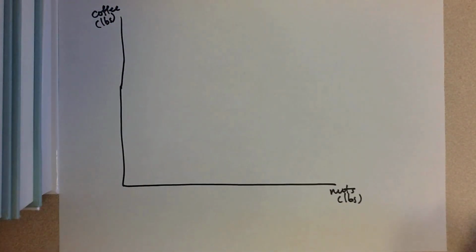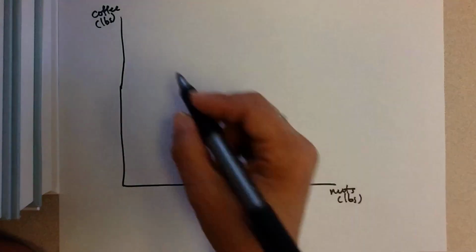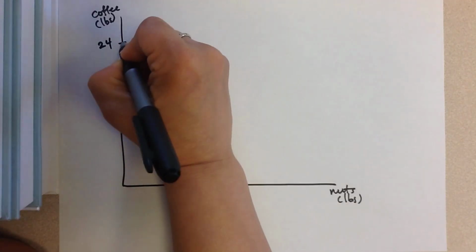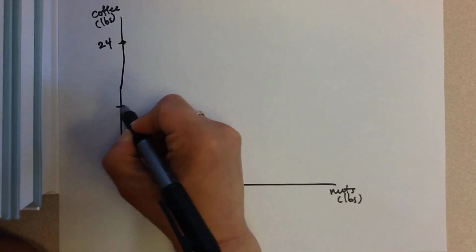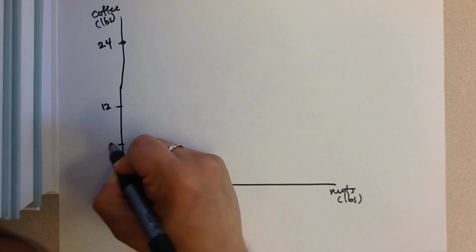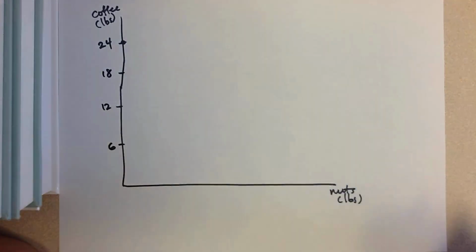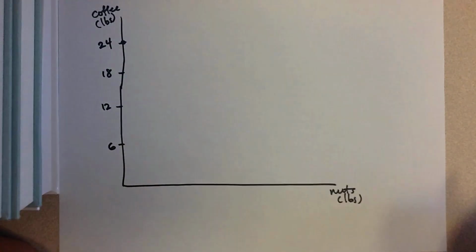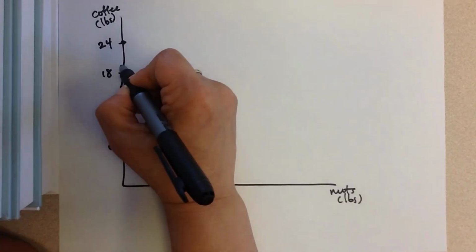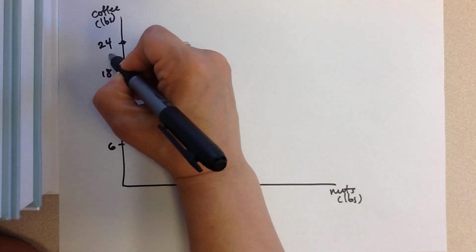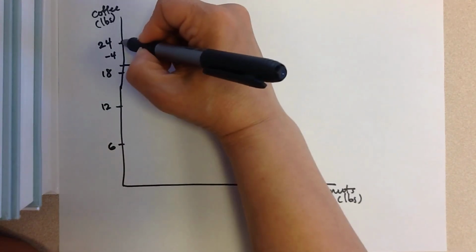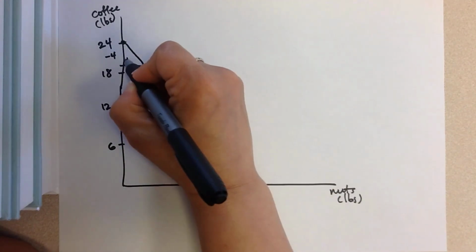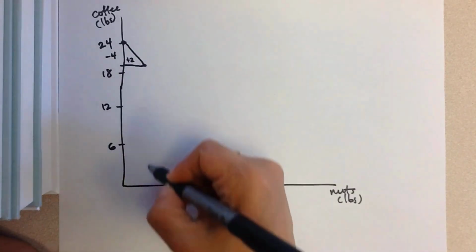If she spent all her time on coffee, she would have 24 pounds of coffee. 6 hours times 4 pounds. And as she shifts over to gathering nuts, she's going to give up coffee and gain nuts. So for the first hour that she moves over, she would lose 4 pounds of coffee, minus 4, and she would gain 2 pounds of nuts, like that.